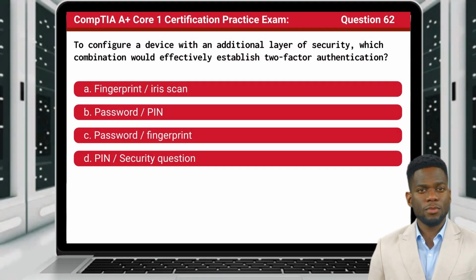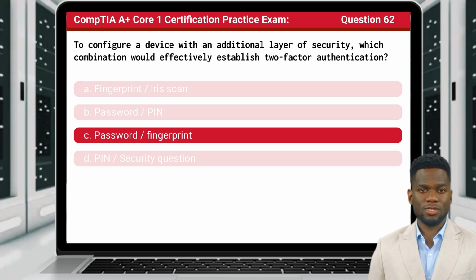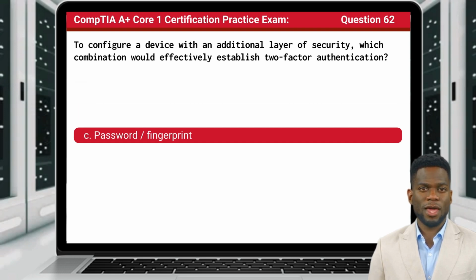Question 62. To configure a device with an additional layer of security, which combination would effectively establish two-factor authentication? The answer is C, password and fingerprint.